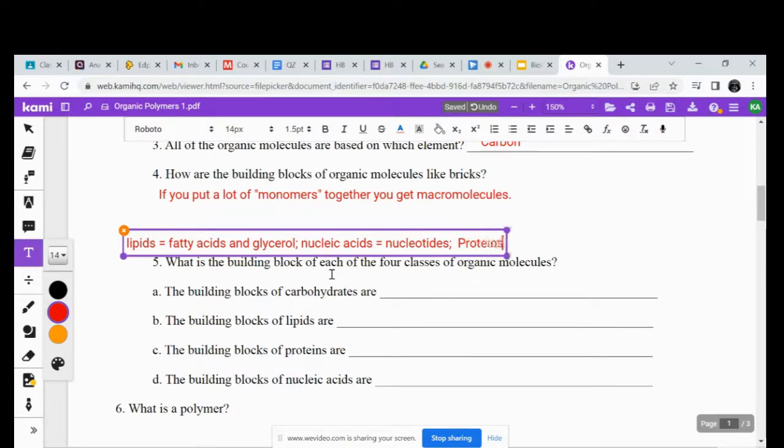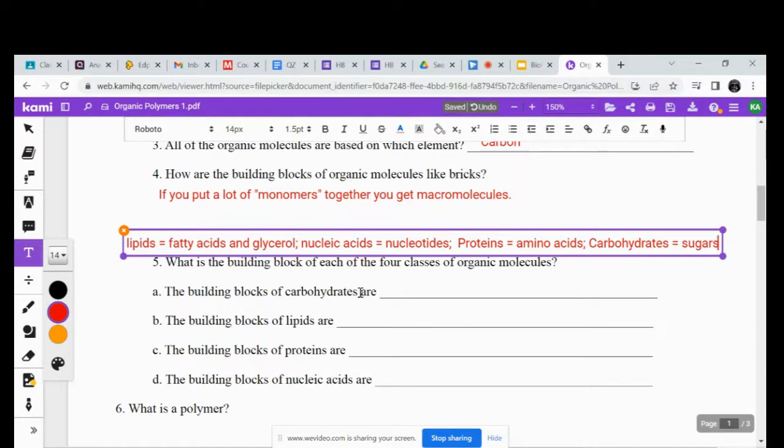Proteins, they're monomers. The little guys that make proteins are called amino acids. So you bond together a bunch of amino acids, you get a protein. And the last one is carbohydrates. Carbohydrates equals sugars. So you bond together a bunch of sugars, you get the macromolecule of carbohydrates.